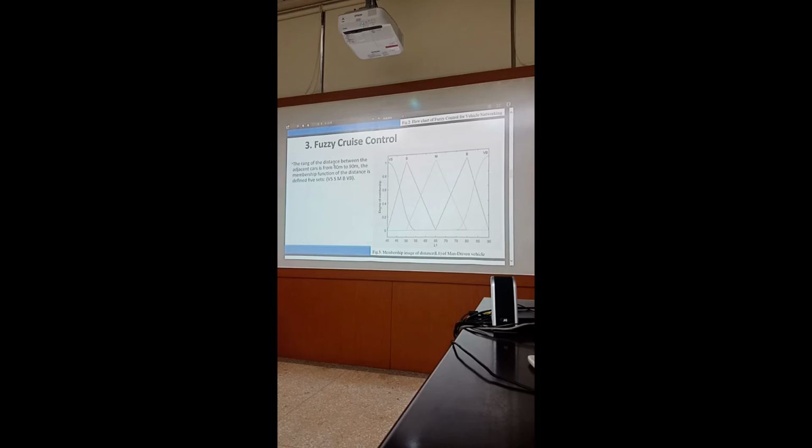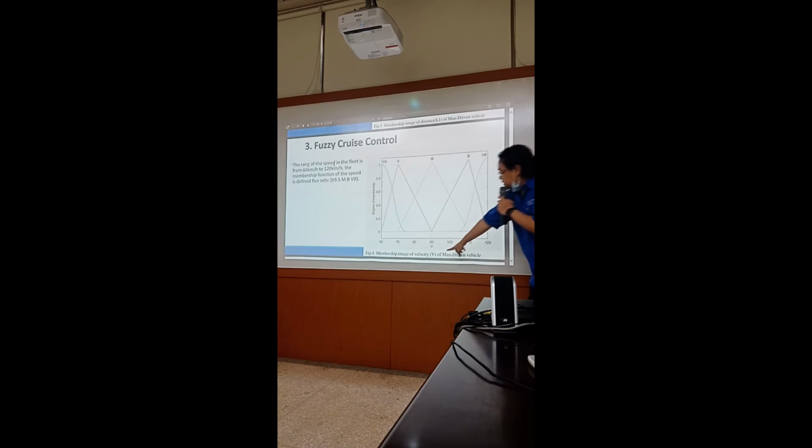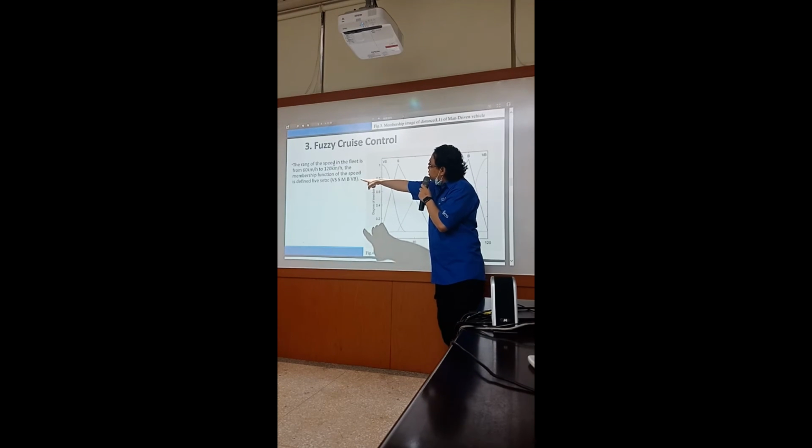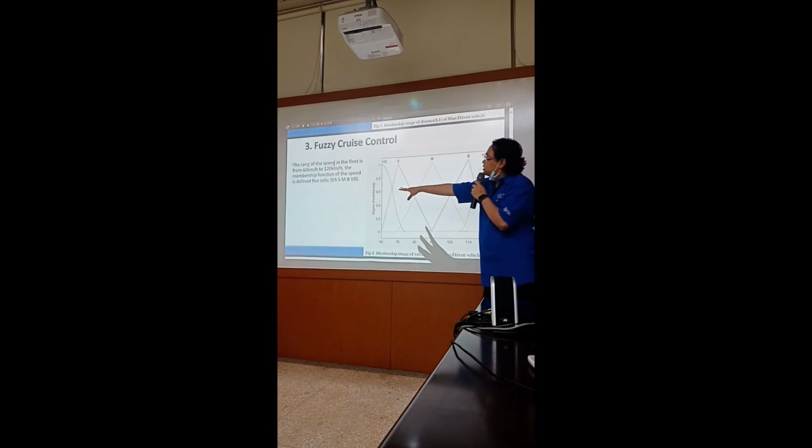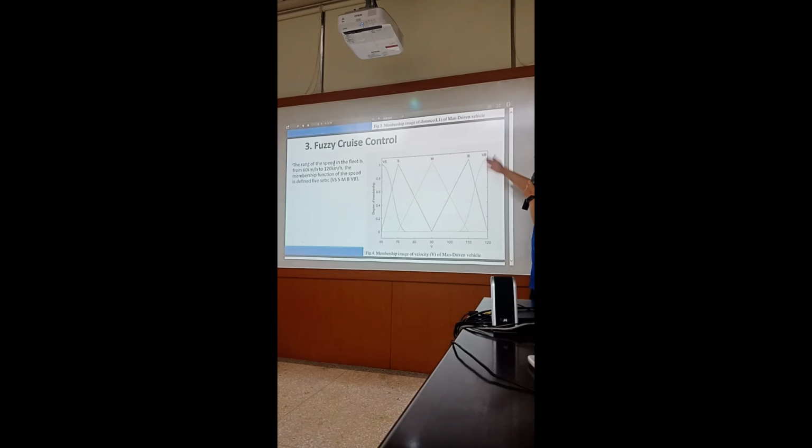So this is for the distance or L1 input, and this is the membership function for the velocity, the speed of the automatic vehicle. The velocity ranges from 60 km per hour to 120 km per hour, and it's also divided into 5 memberships, same as before: VS, S, M, B, and VB. It also has a similar membership function, triangular and quotient.